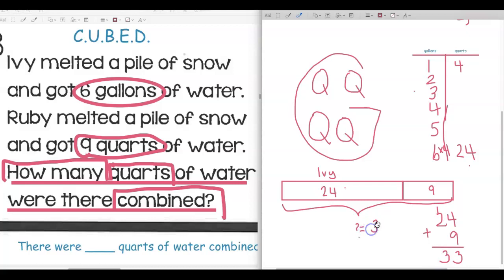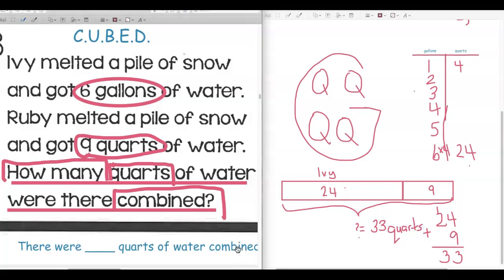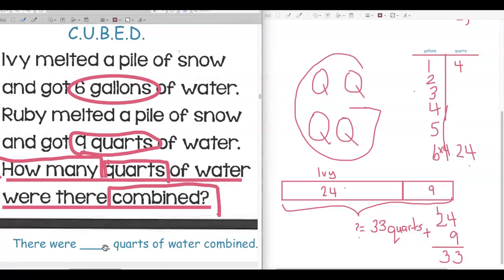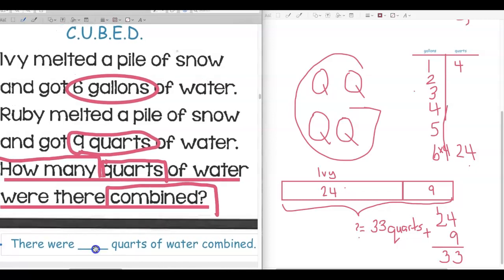They had 33. And remember, you have to put your units, and then you also have to put it in a sentence to show that you understand what the number represents. So over here, there were blank quarts of water combined. I'm going to write 33.